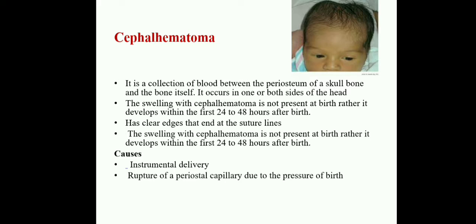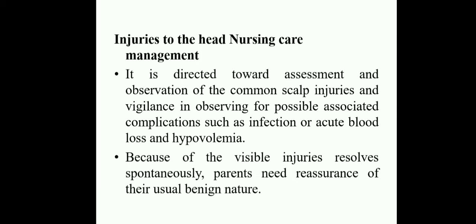The blood is collected between the periosteum and the bone, but it won't cross the suture lines. Okay, the causes: instrumental delivery, and rupture of the periosteal capillaries due to pressure during birth. These are the causes of cephalohematoma. Next is nursing care for injuries to the head.